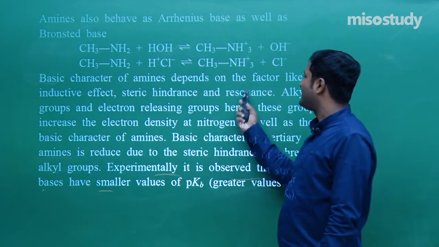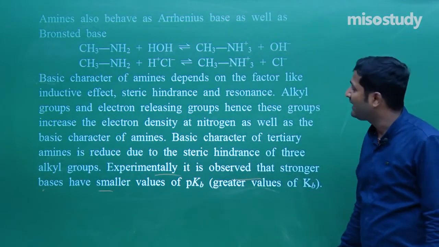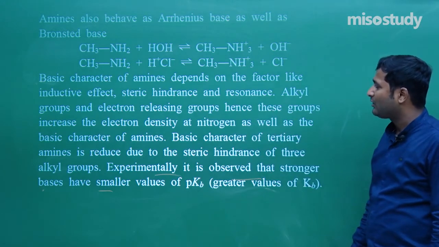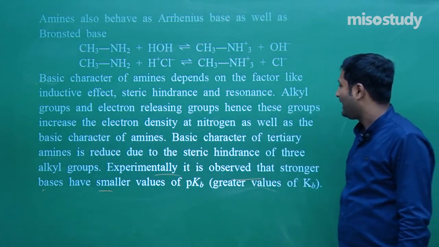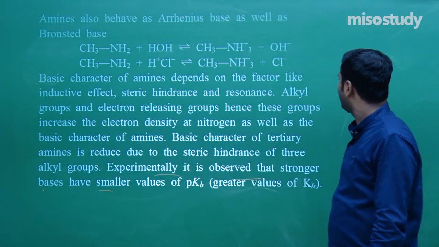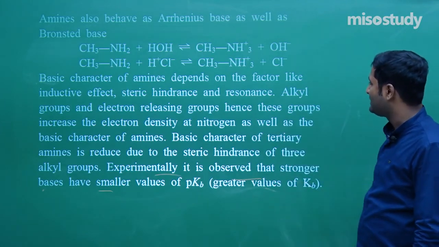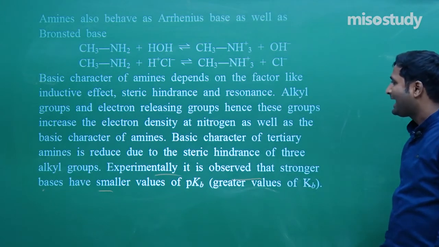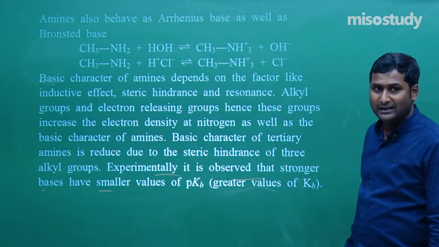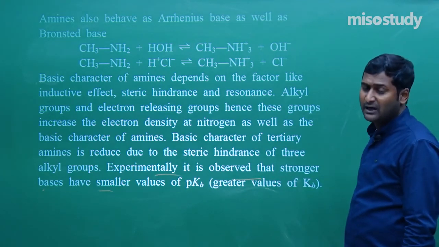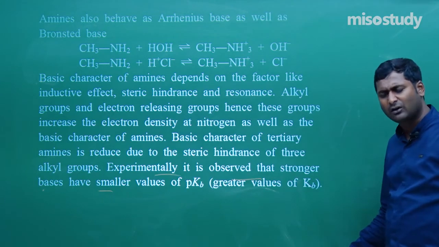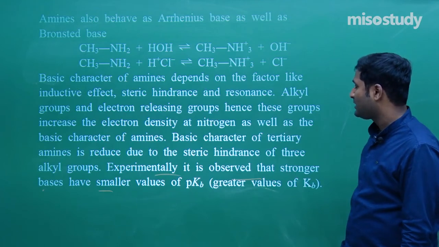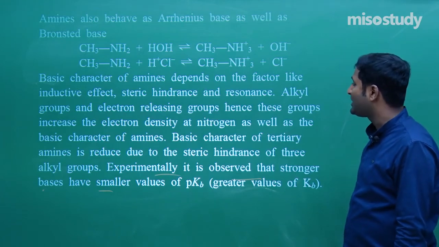The basic character of amines depends on factors like inductive effect, steric hindrance and resonance. Alkyl groups are electron releasing groups, hence these groups increase the electron density at nitrogen as well as the basic character. That is, as we know, the plus I effect: if the number of alkyl groups, that is the electron donating groups, increases, the basic character increases. The basic character of tertiary amine is reduced due to steric hindrance.